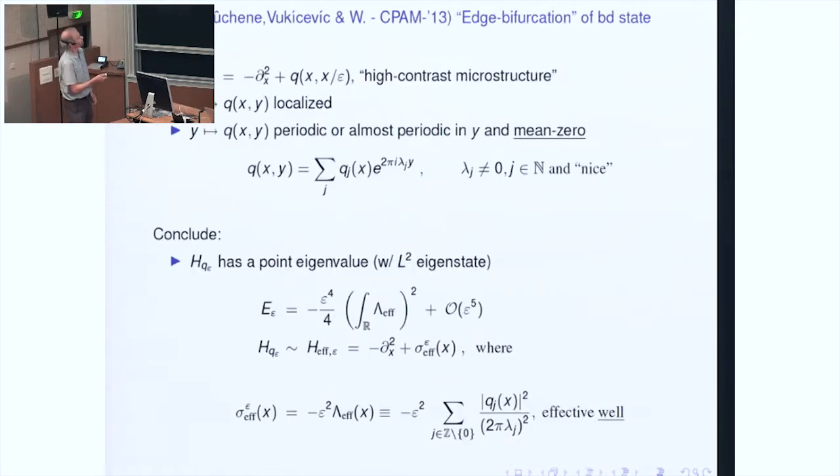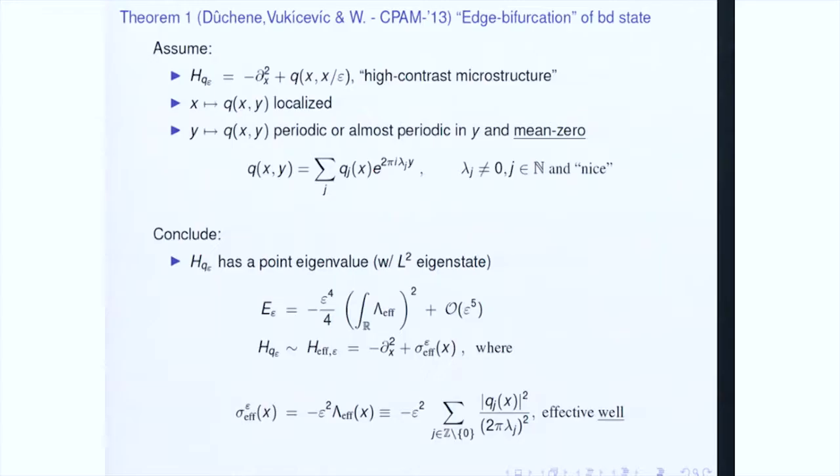Okay. So the first result then with Vincent and Iva is that this problem exhibits something called an edge bifurcation. Let me explain what that is. So we assume that we have a high contrast microstructure, so something which is not small in L infinity, could be large in L infinity, rapidly oscillatory and spatially localized. Doesn't have to be compactly supported, just sufficient decay as the first variable x goes to infinity.